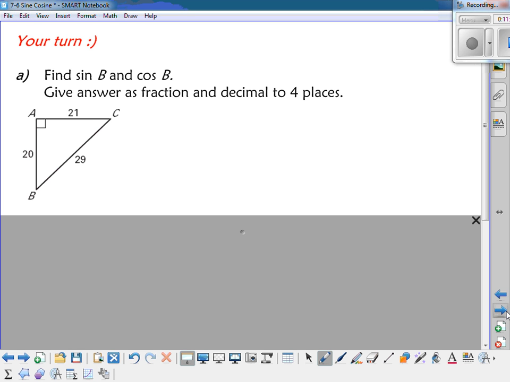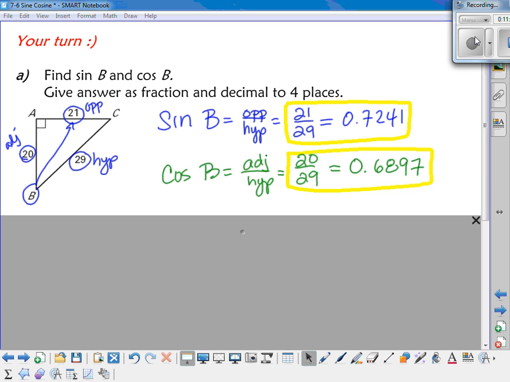Okay, so now here's one for you to try on your own. I want you to find the sine of angle B and the cosine of angle B and give me the answer as a fraction and a decimal to 4 places. Pause the video now. Okay, so for the sine of B, you should have done 21 over 29, which comes out to 0.7241. And for the cosine of B, I had 20 over 29, which is 0.6897. Make sure you round properly when you're dealing with your decimals.